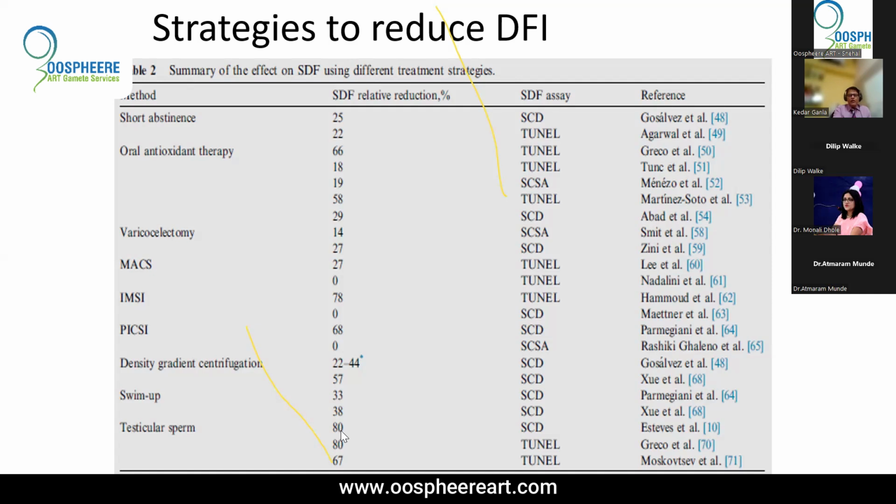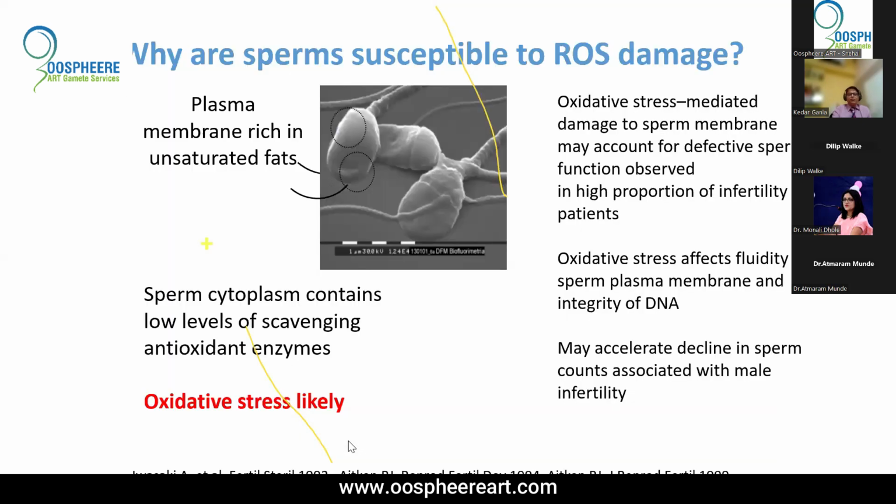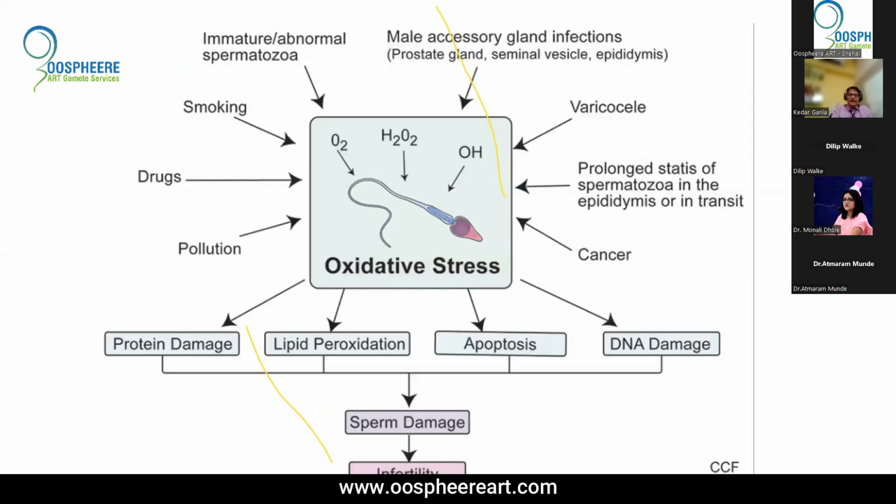So, if you have a patient who has undergone 2 ICSI cycles with ejaculated sperm in a male factor, in the third cycle one should give him a trial of testicular sperm rather than ejaculated sperm. You are likely to succeed very highly. Now, why does ROS damage the sperm? Because the plasma membrane of the sperm is rich in unsaturated fat, and the cytoplasm contains low antioxidant capacity. That's why it has more chances of getting damaged.